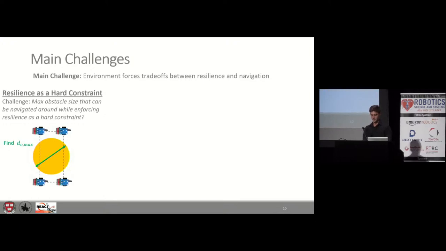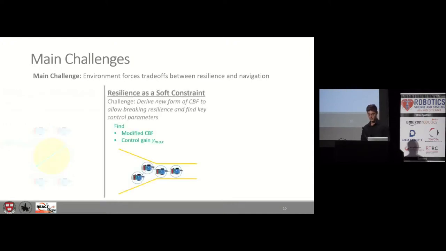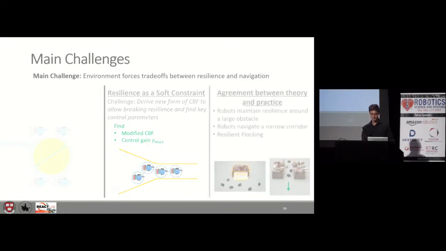However, there may be times where the environment makes it impossible to navigate in a resilient formation. For example, if the robots were to encounter a narrow corridor, they would be unlikely to fit through it without the formation breaking down. In these scenarios, we derive an alternative control barrier function, along with some critical control parameters, to allow the robots to break down resilience and treat resilience as a soft constraint, which means that resilience will be compromised if necessary to allow for navigation to continue.